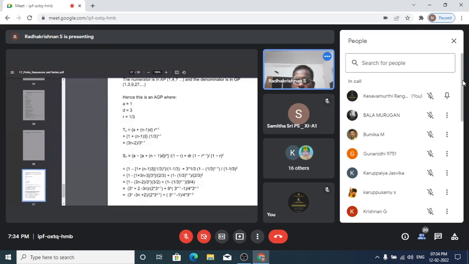I don't want to repeat or read whatever is written here, so you can see that, or you can work it out yourself. I'll give you a couple of minutes. Just see this, work it out yourself. So you will get whatever is given in the last line. That will be the value for Sn, the sum of n terms.